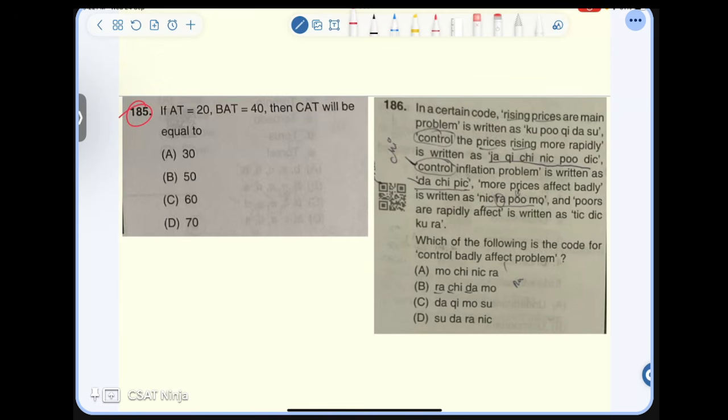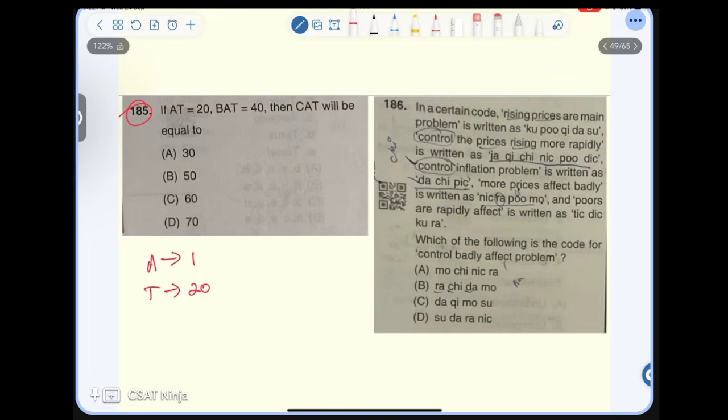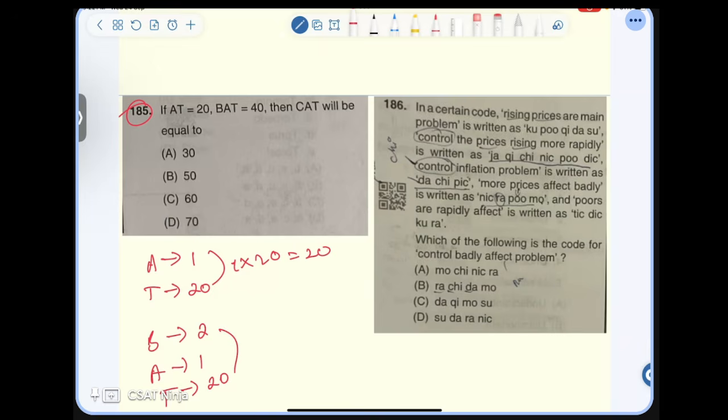ADB is 40. Numerical value of A is how much? 1. Numerical value of D is how much? 20. You can write it down and check, okay? The one I told you, A, B, C, D, E, F, you write like that, and after that you write the numerical values. The numerical value of B is how much? 2, and numerical value of A is 1, and D is 20. Okay, we are getting a logic here. So 1 into 20 gives me 20, and here 2 into 1 into 20 gives me 40. It means this follows.